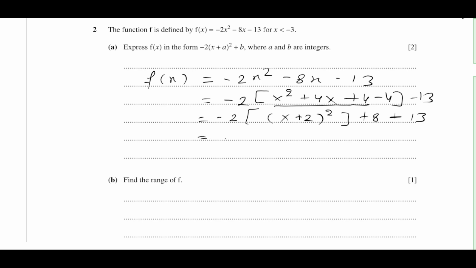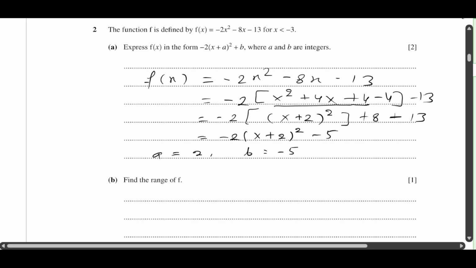So this I will get as minus 2 times (x plus 2) the whole square, and 8 minus 13 is minus 5. Okay, so I have the value of a as 2 and the value of b as minus 5. We get a as 2 and b as minus 5. Okay. Now the next part of the problem: find the range of the function.